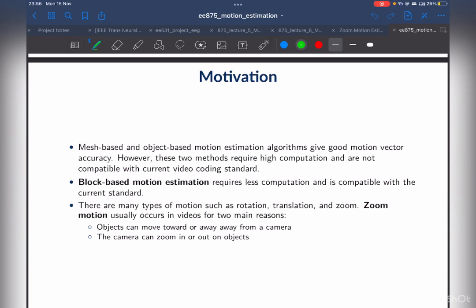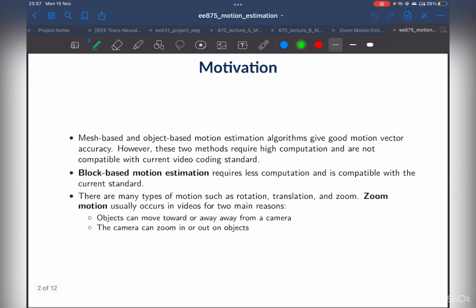The motivation for block-based motion estimation is that mesh-based and object-based motion estimation algorithms give good motion vector accuracy. However, these two methods require high computation and are not compatible with the current video coding standard. So block-based motion estimation, which requires less computation and is compatible with the current standard, is more interesting in the field of video coding.